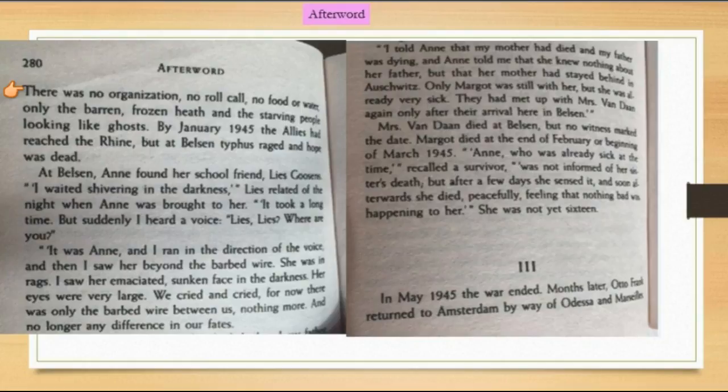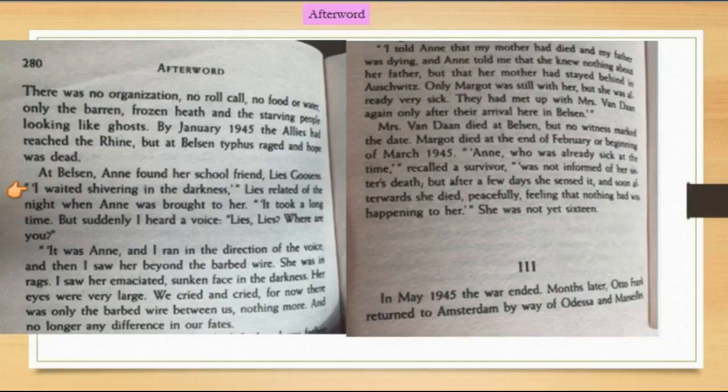At Belsen, Anne found her school friend, Lies Goossens. Remember, Anne talks about Lies in her diary. Remember, she was upset and was feeling guilty at the fact that she wasn't sure what happened to Lies. So she ends up actually seeing her at Belsen.